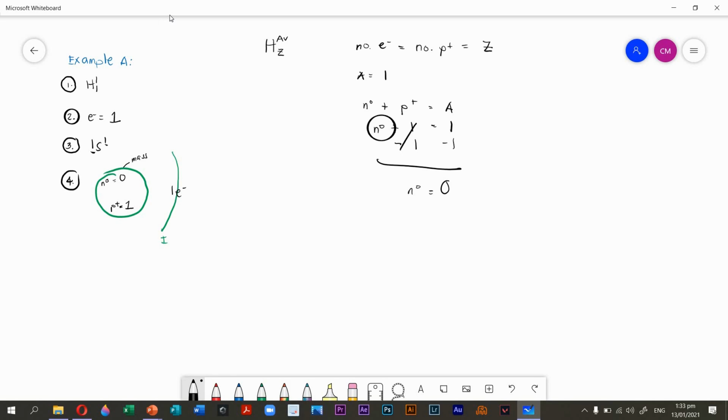Now the fifth step is this one. The fifth step is we are going to describe the orbitals.